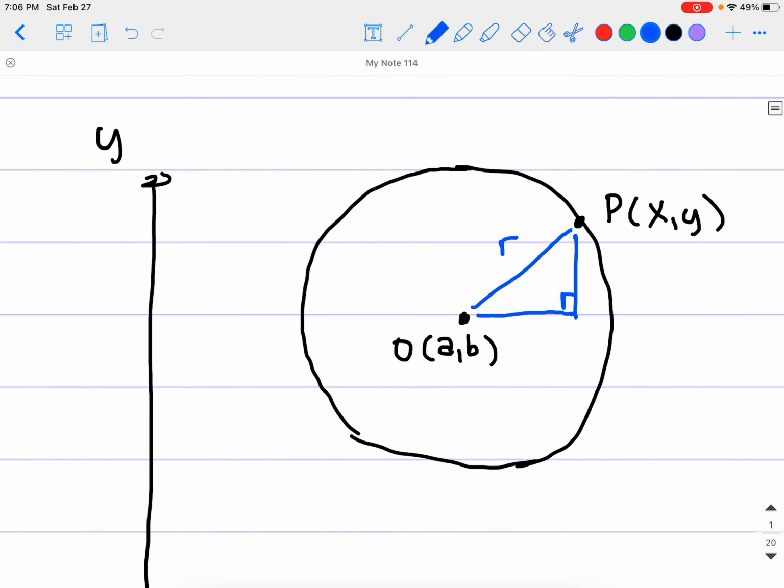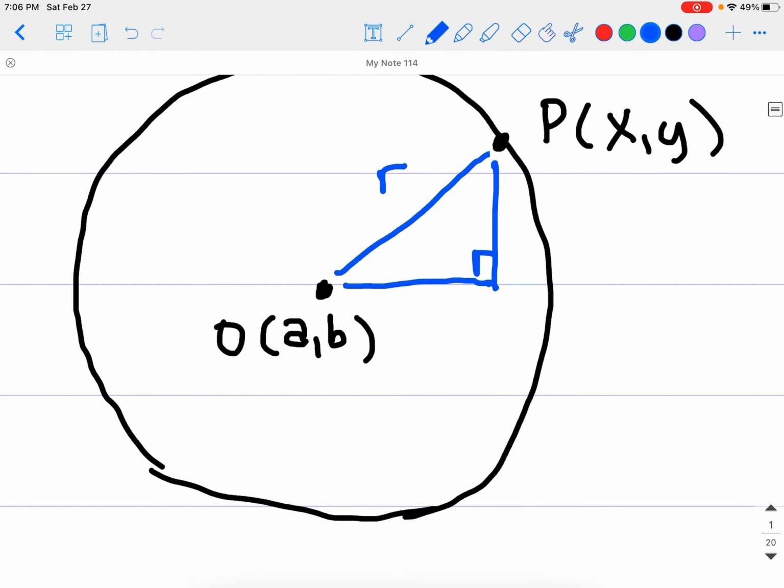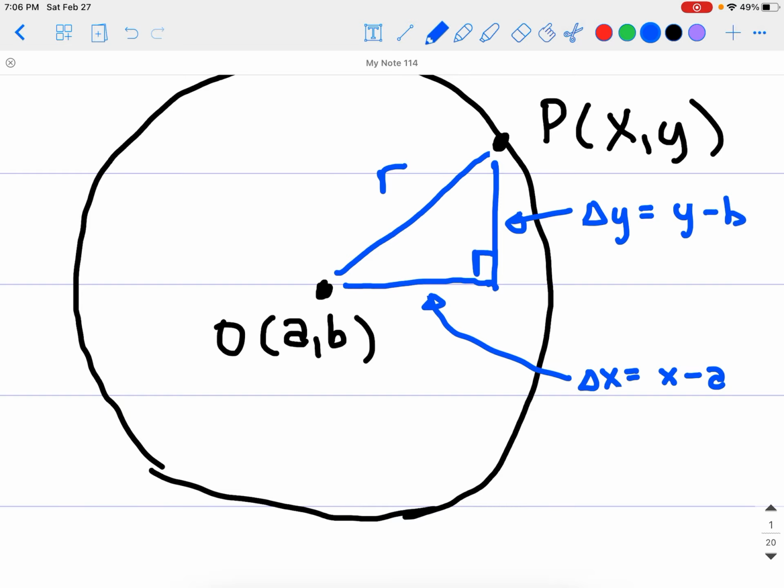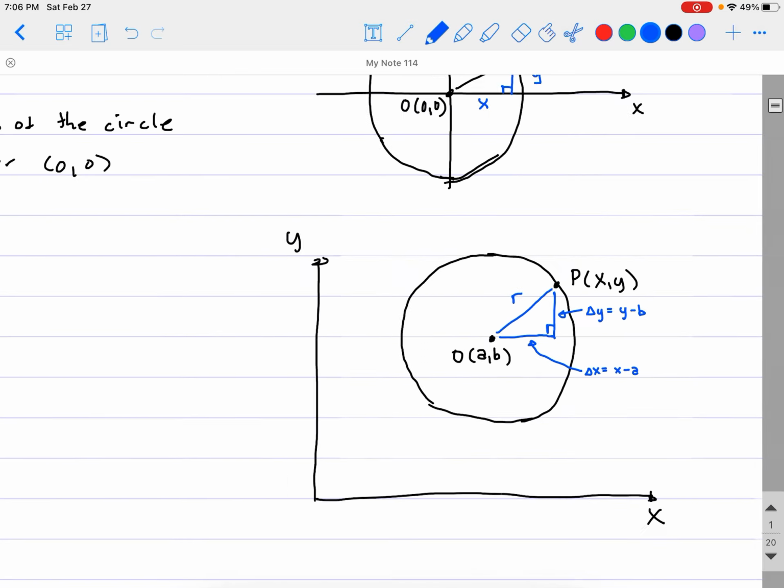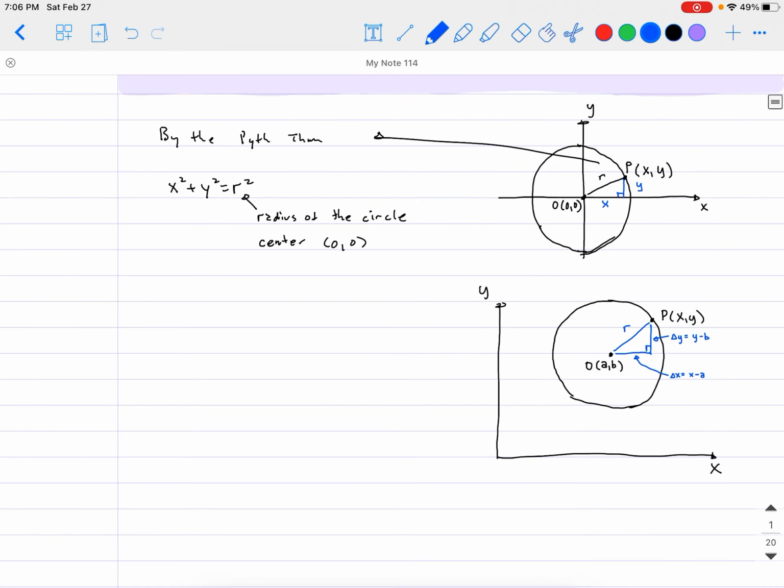Now, in this case, that's going to be a little bit different because your center is no longer at 0, 0. So we're still going to have to solve for each one of these. This guy right here is the change of x from O to P, so that means it's going to be x minus a, because it's like x2 minus x1. Whereas for this part over here, that is going to be the change of y, and that's going to be y minus b. So similarly to before, what we can do is put it all together.